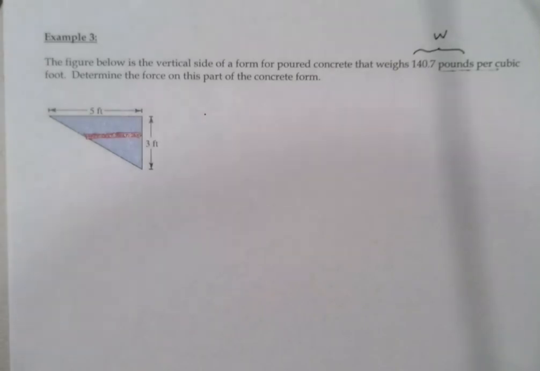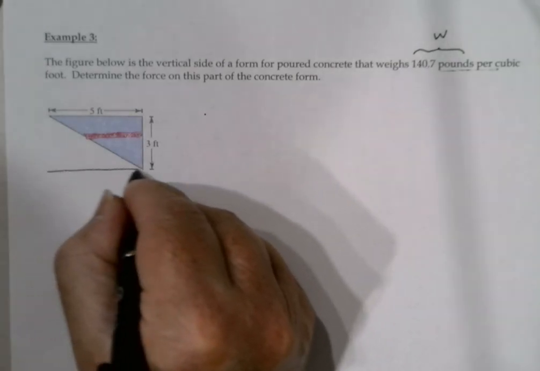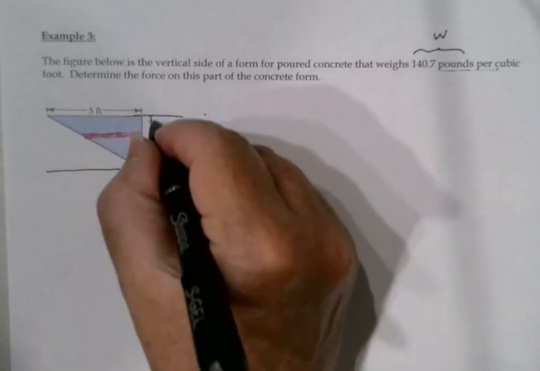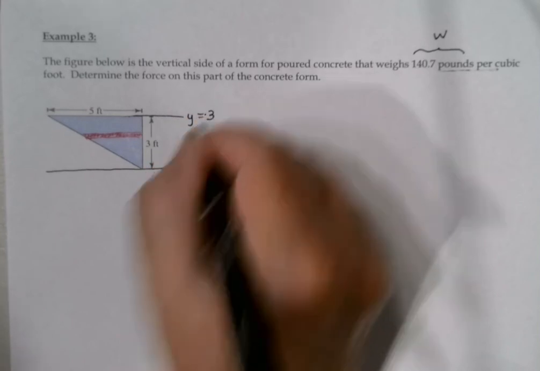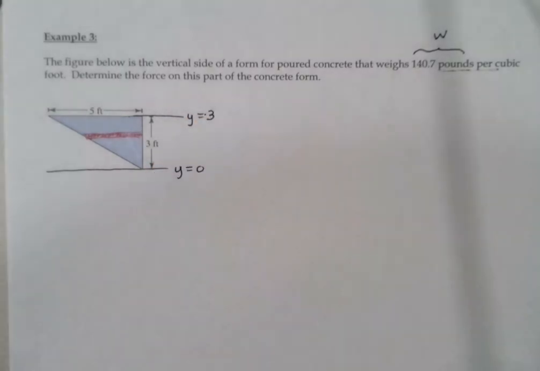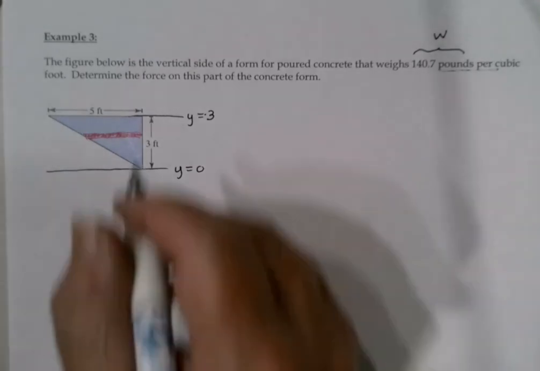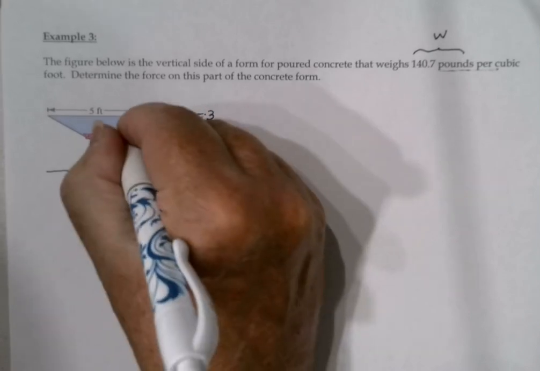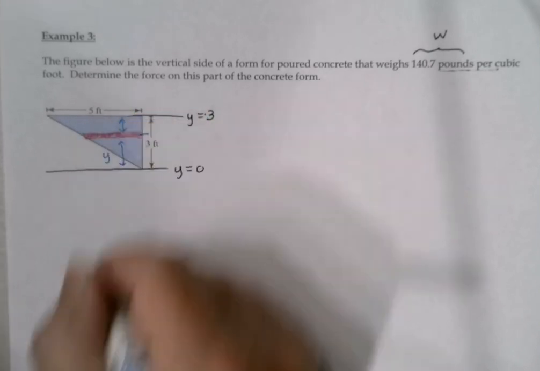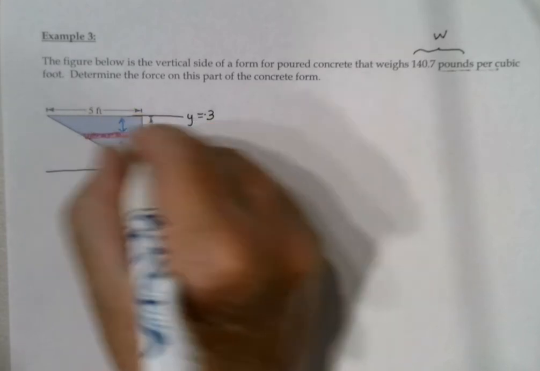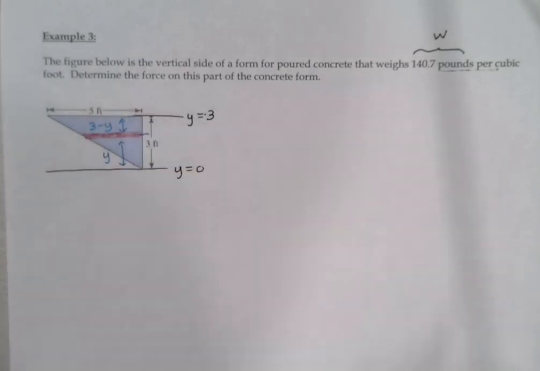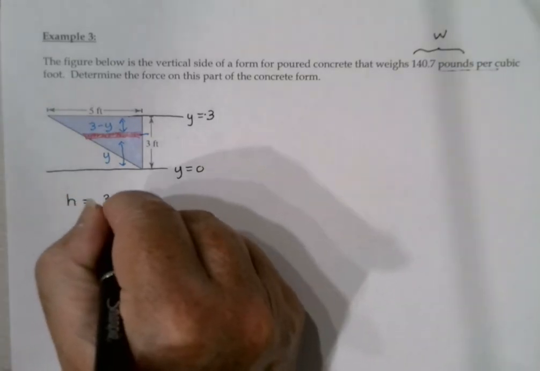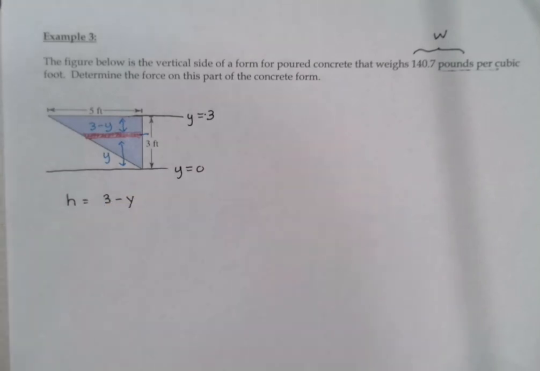And I'm going to go ahead and define my variables. I'm going to let y equals 0 be the bottom here. And since this triangle is 3 feet tall, the top would be y equal 3. And that means that if this is at a height of y, then the depth or the amount of concrete that's above that strip would be 3 minus y. So right away, h, the depth, is 3 minus y.